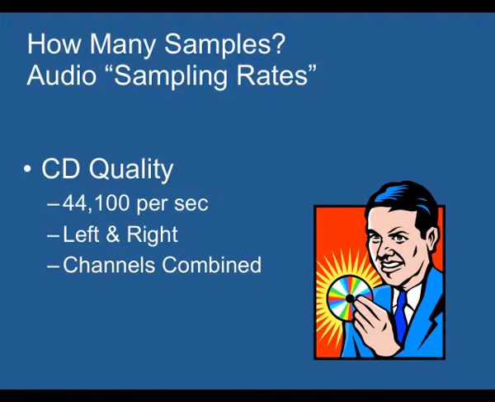With CD quality audio sound, it's 44,100 samples per second. And that is left and right. So each channel is doing 22,000 in essence.